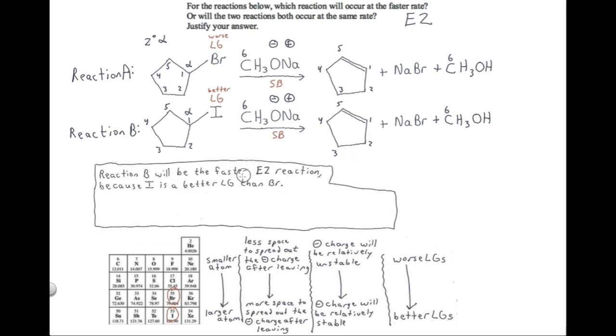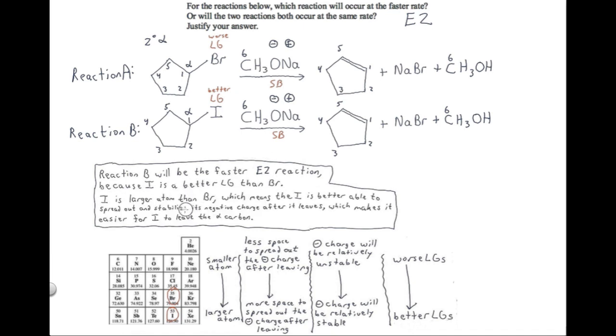So we can begin our answer by saying that reaction B will be the faster E2 mechanism because iodide is a better leaving group than bromine. I think that many professors would consider this to be a full credit answer, but there might be some professors who would want you to give a further justification and further explanation for why the iodide is the better leaving group. So it might be safer to include some extra explanation.